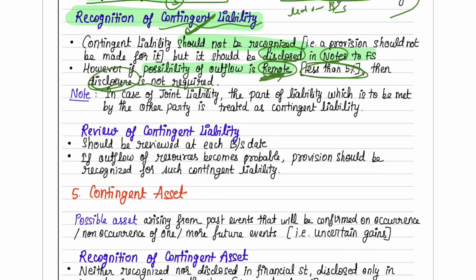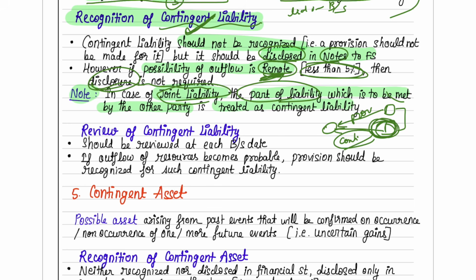Here they are telling you one point that you have to remember: in case of a joint liability, the part of the liability which is to be met by the other party is treated as contingent liability. Suppose there is a mistake you have done. You and your friend were going on a bike and both broke the red signal. Now you will have to pay, and he will also have to pay. For what you pay, you create a provision. For what your friend has to pay, in your books, please show it as a contingent liability. That's what they are saying here. In case of joint liability, the part of the liability which is to be met by the other party will be treated as a contingent liability.